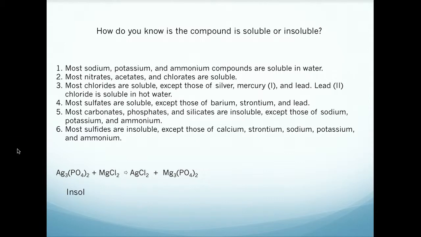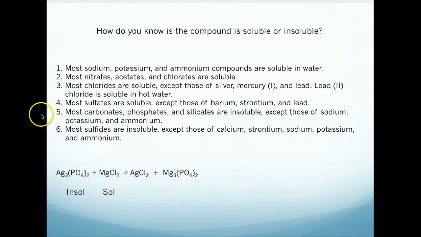Now let's look at magnesium chloride. Okay, number 3, most chlorides are soluble except for silver, mercury, and lead. Well, this is magnesium, not silver, mercury, or lead, so the magnesium chloride would be soluble. So it is an electrolyte solution because the magnesium chloride dissociates, it's soluble. So we have an electrolyte solution, but it does have a precipitate in it. When we mix these together, it goes through a double replacement reaction, and now we're going to get silver chloride and magnesium phosphate. They're going to switch partners.